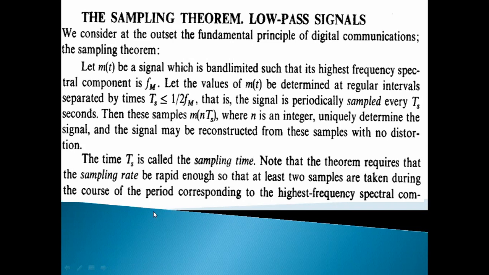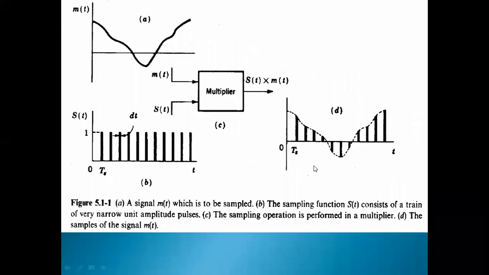Note that the theorem requires the sampling rate to be rapid enough so that at least two samples are taken during the period corresponding to the highest frequency spectral component. That is, Ts less than or equal to 1 by 2fm.